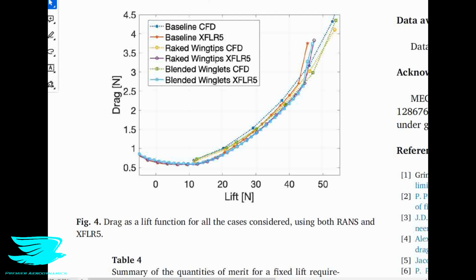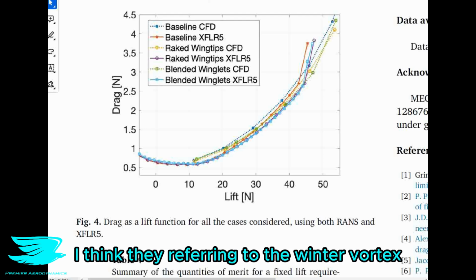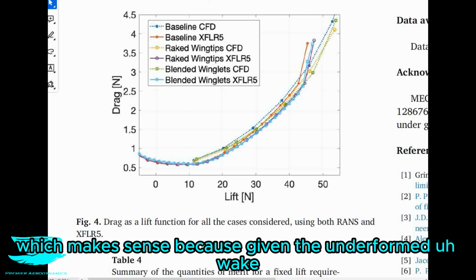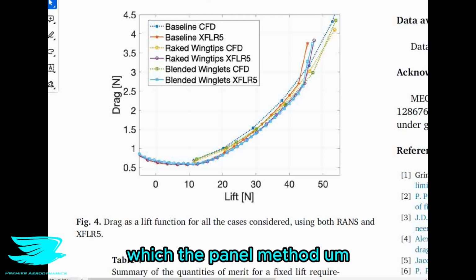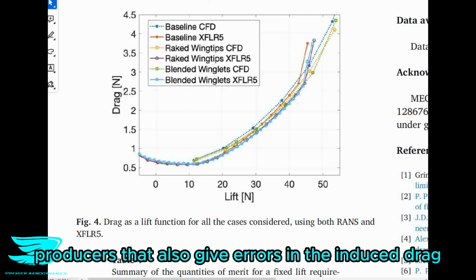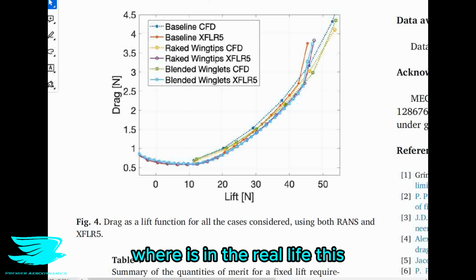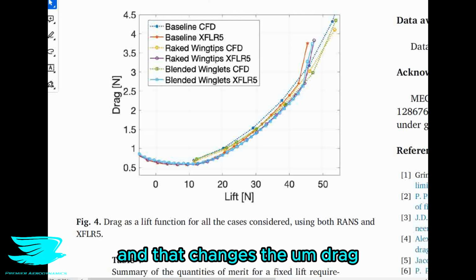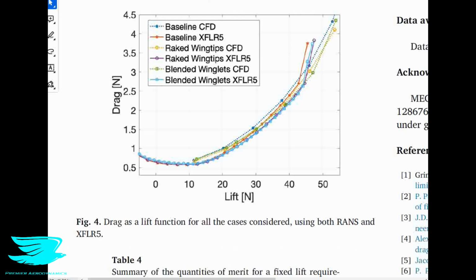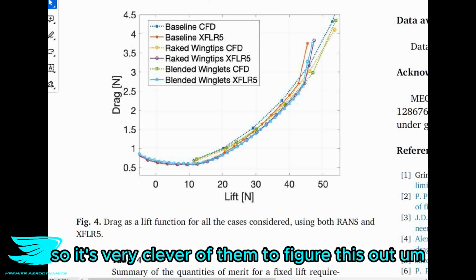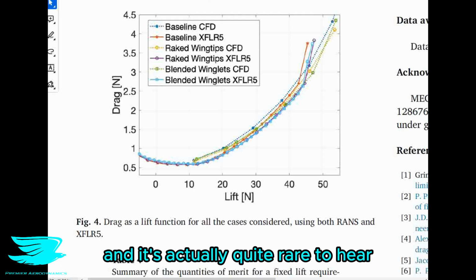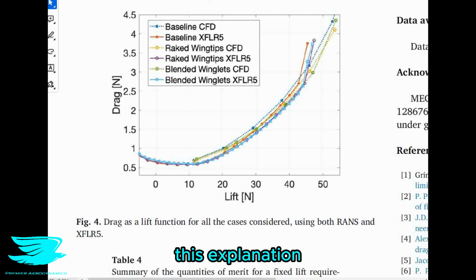Also, the vortex strength, I think they were referring to the wingtip vortex, which makes sense because given the undeformed wake, which the panel method produces, that will also give errors in the induced drag, whereas in real life, this vortex at the side actually sort of warps the wake a little bit as well, and that changes the drag. So it's very clever of them to have figured this out. Not everyone really talks about this kind of stuff, and it's actually quite rare to hear. So I quite enjoy this explanation.